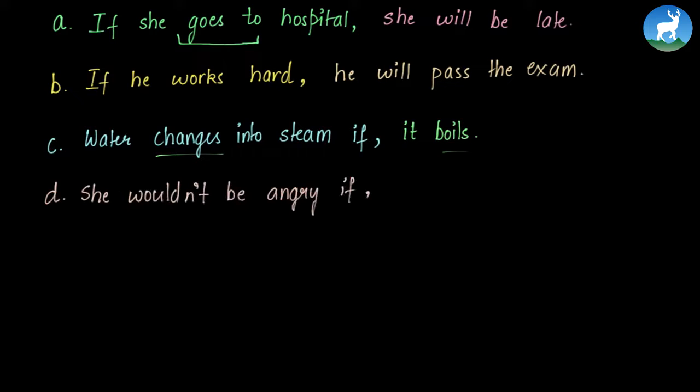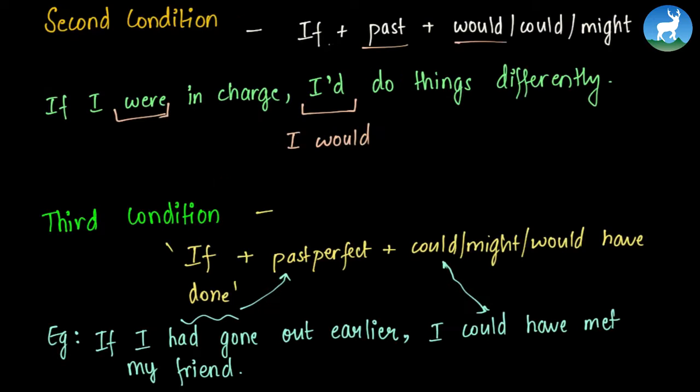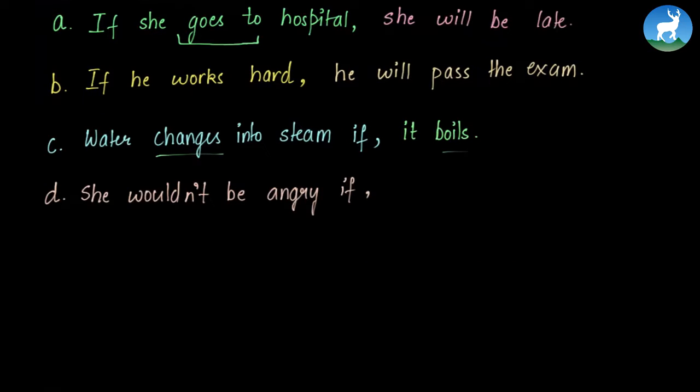So in the second condition, remember we had if plus past plus would, could, or might. So the question is, she wouldn't be angry if. So once we see the use of would, could, or might, we use the past form of tense. So we use the past tense. She wouldn't be angry if she was praised.